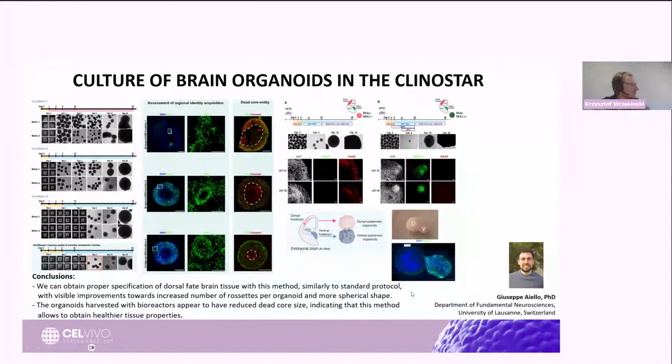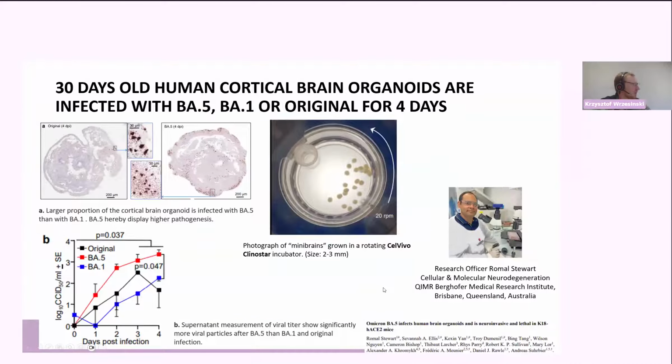And again, he has published this in poster form, and I know that he's also preparing a publication from those data. I also would like to showcase a study which is already published, from Romal Stewart from Australia, where he used the system to create a population of neuronal constructs or brain organoids, and those were used as a host for virus infections. So Romal was studying different versions of the COVID virus and how they affect neuronal tissue. So that's also a very interesting application.